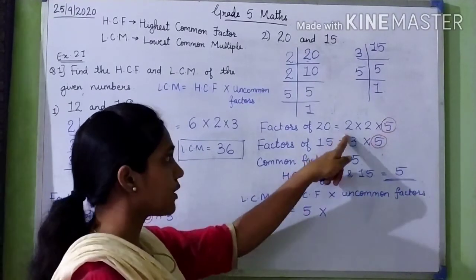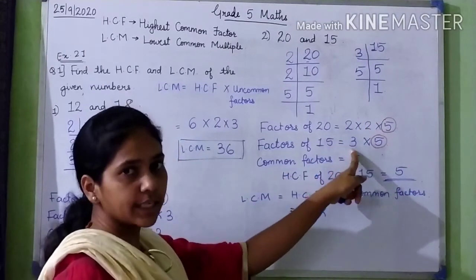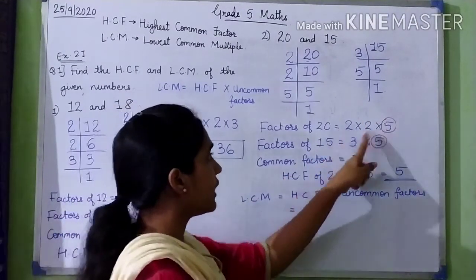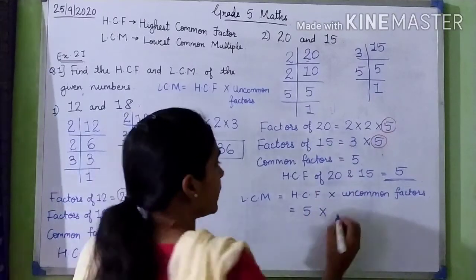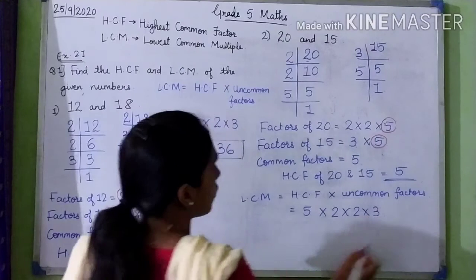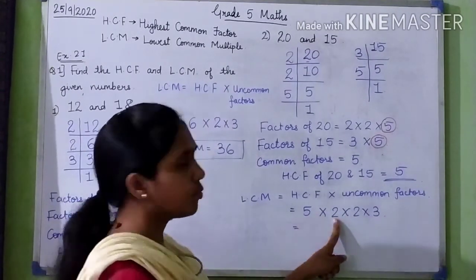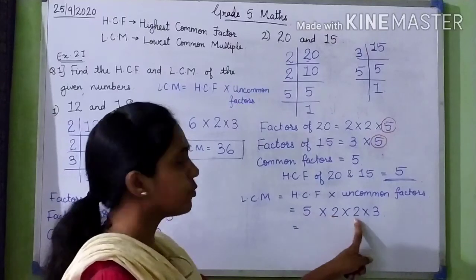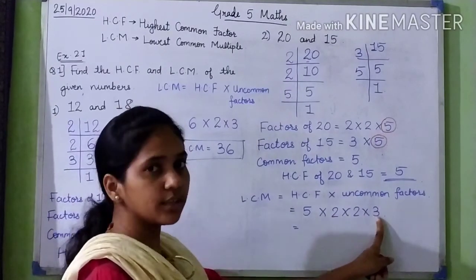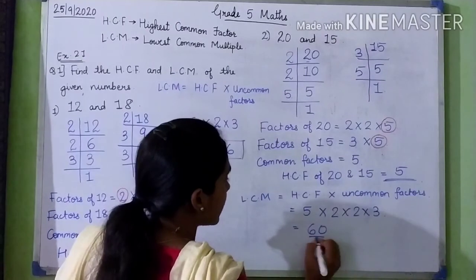So which all are not circled? 1, 2, second 2 and 1, 3 is not circled. So these 3 are the uncommon factors. So we need to multiply 2 into 2 into 3. Now what do we get? 5 into 2 is 10. 10 into 2 is 20. 20 into 3 is 60. So LCM is 60.